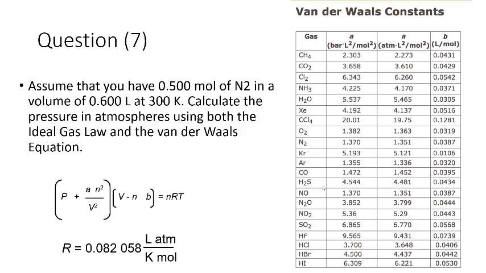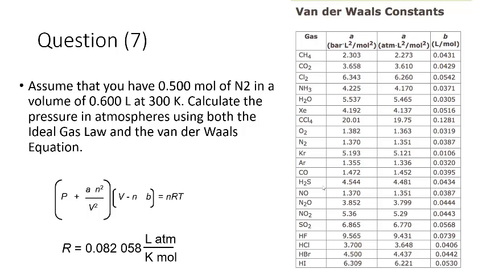So if we take a look here at question 7, assume that you have 0.500 moles of N2 gas at a volume of 0.6 liters at 300 Kelvin. Calculate the pressure in atmospheres using both the ideal gas law equation and the van der Waals equation. So this will show us what actual difference we observe by using the van der Waals equation compared to the ideal gas law equation. Okay, so let's take a look.